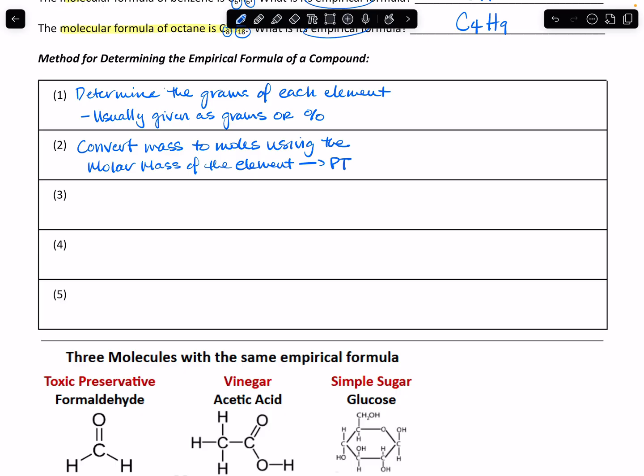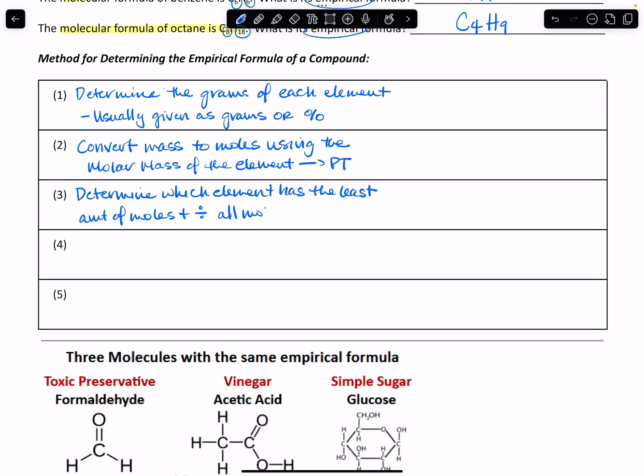So you're going to look at those and determine which element has the least amount of moles and divide all moles by that value. And what I mean by that is you're going to divide all of the mole values by the smallest. This is how we get whole numbers. This is how we get our subscripts for our formula.